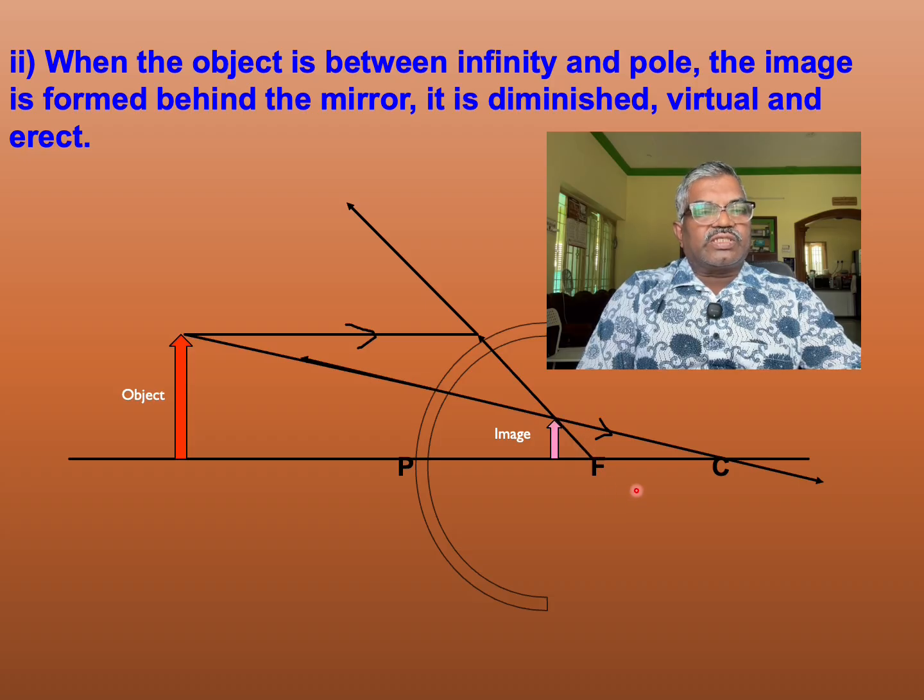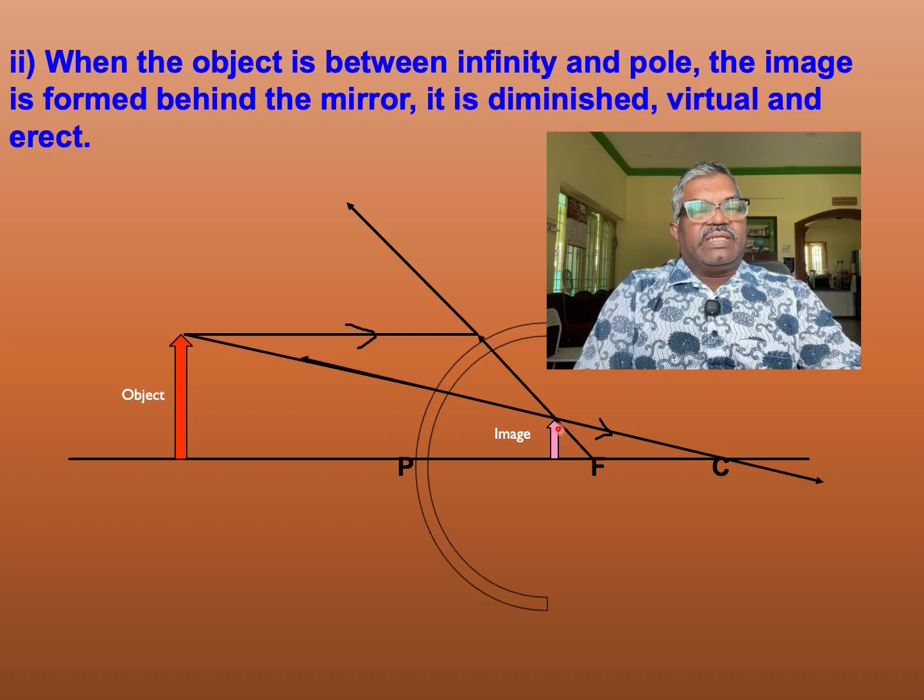It will pass through the focus, and the next ray will pass through the center of curvature. You know that the center of curvature of a convex mirror is behind the mirror, so the center of curvature is here. A light ray passing through the center of curvature will bounce back along the same path. When these two rays meet, you can draw the image. A very small image will form between P and F. It is erect and virtual, because a virtual image is always formed behind the mirror.